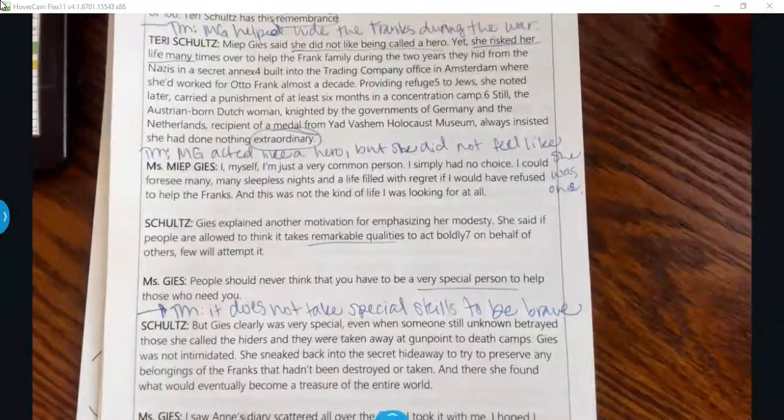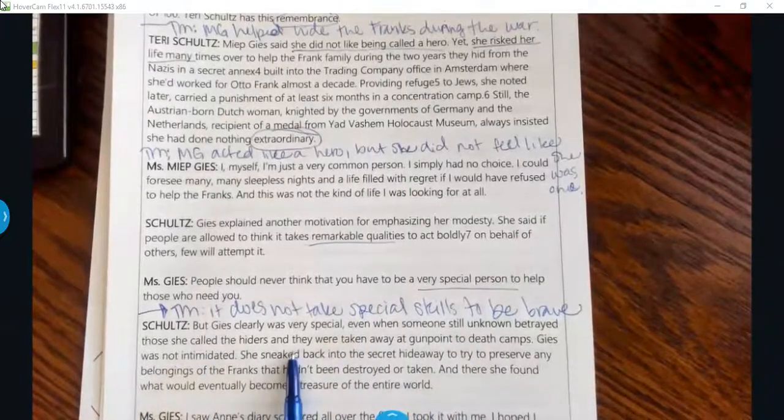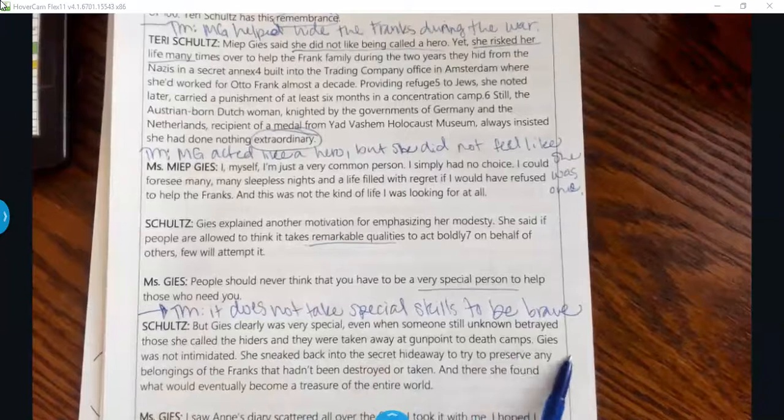But Gies was clearly very special, even when someone still unknown betrayed those she called the hiders and they were taken away at gunpoint to death camps.